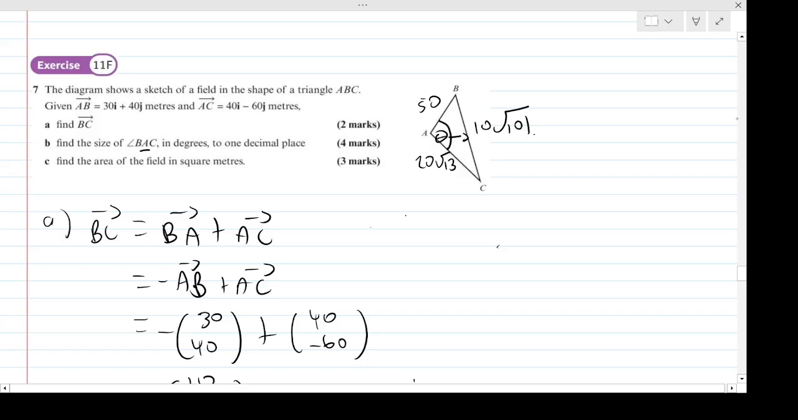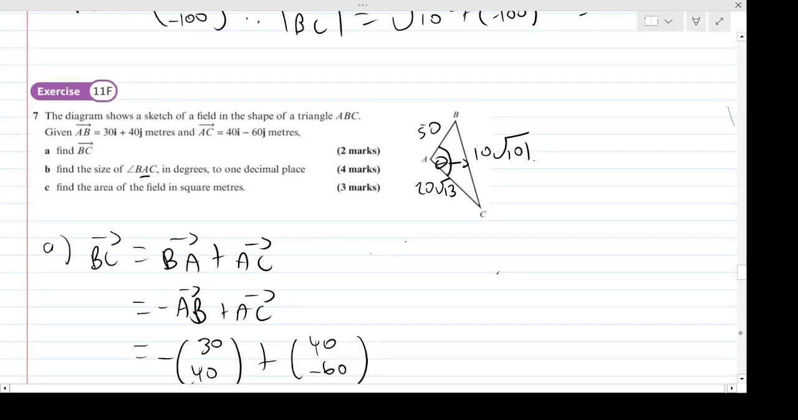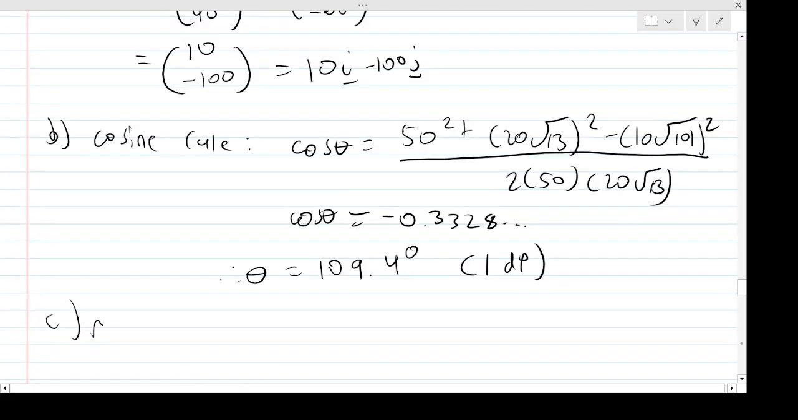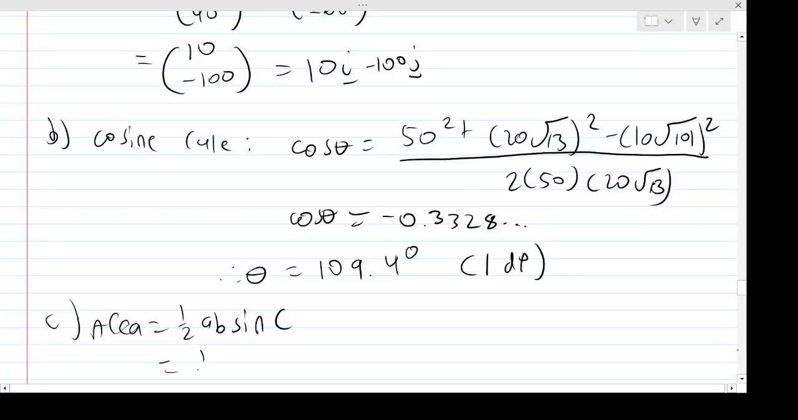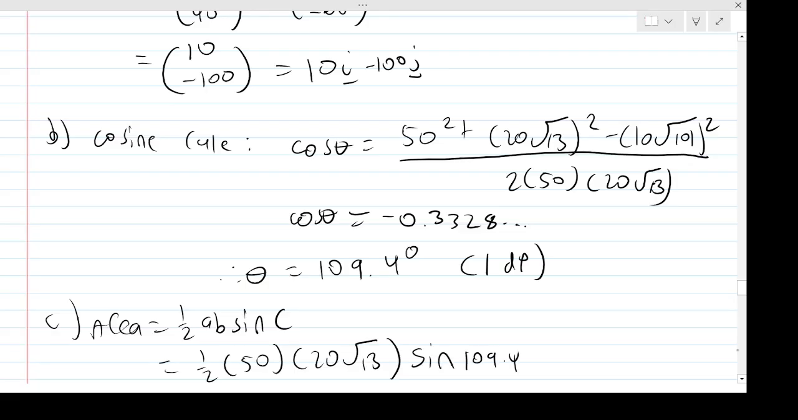So okay. So the area is a half AB sine C. Well, the angle C is this theta, right? 109.4. So the two sides next to it are A and B, 50 and 20 root 13. So therefore the area is a half times 50 times 20 root 13 times by sine of 109.4 degrees.